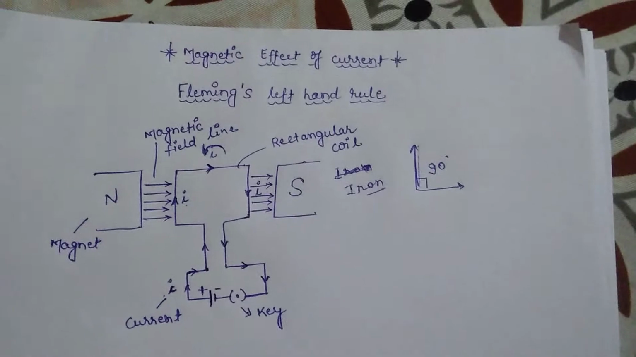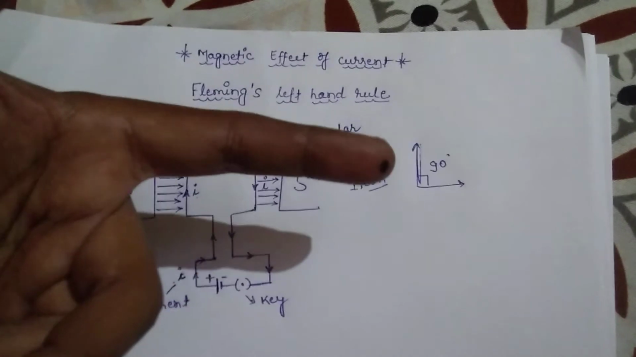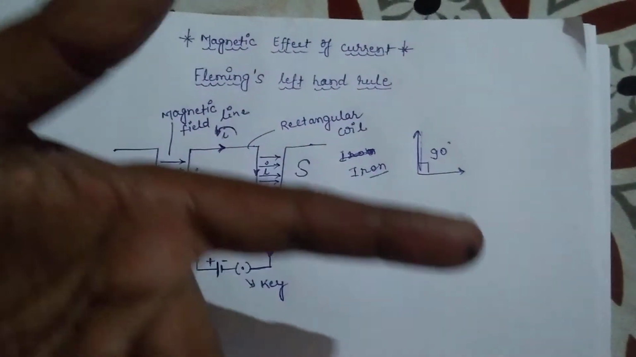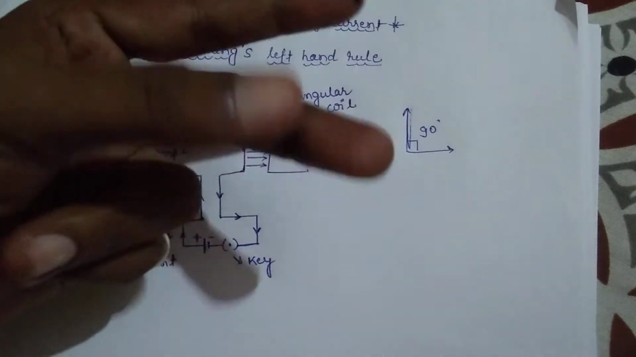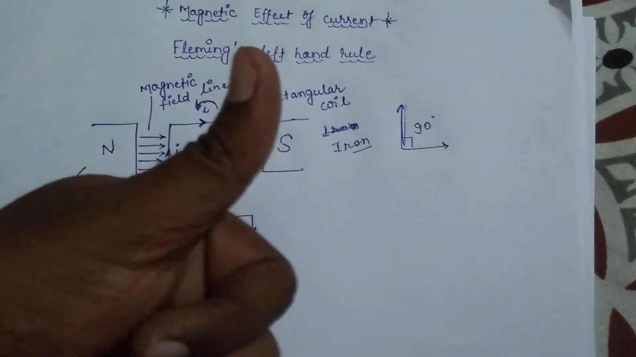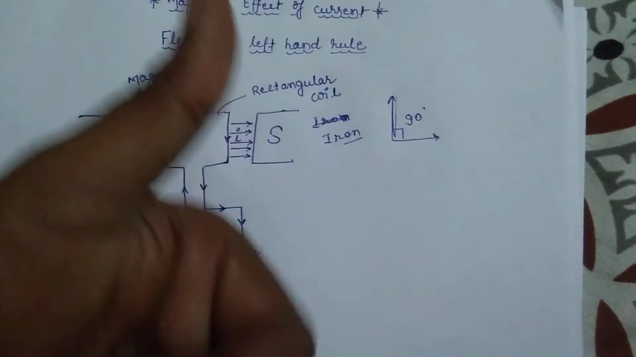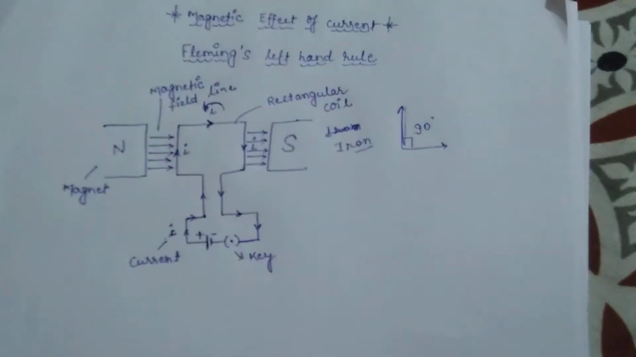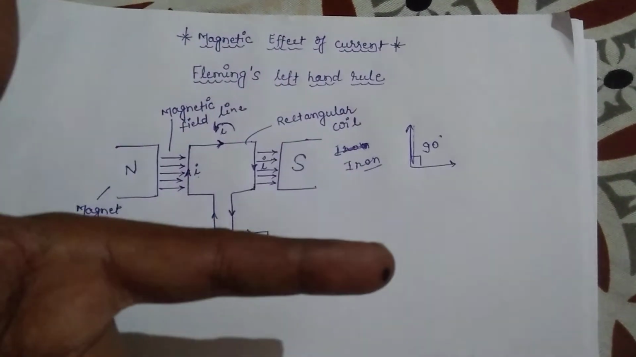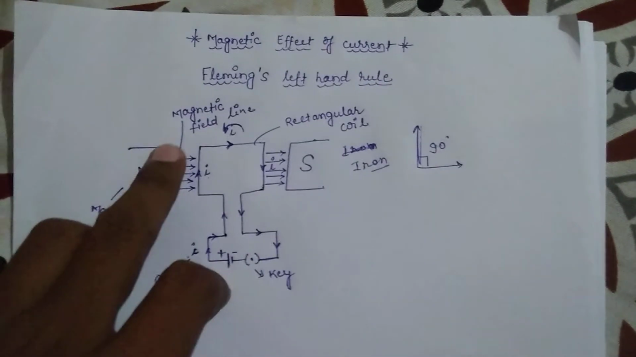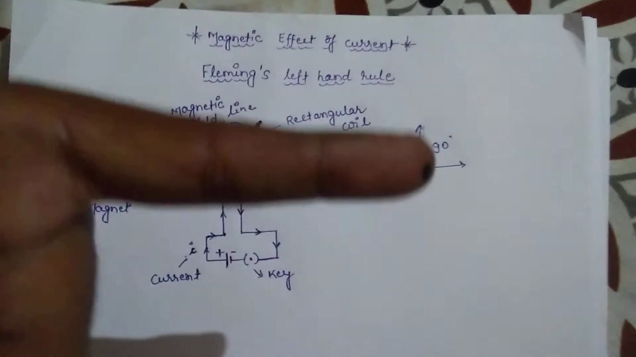Stretch your left hand. I'm going to show you which one is the forefinger, which one is the middle finger, and which one is the thumb. This is the forefinger, this is the middle finger, and this is the thumb. Stretch your forefinger in the direction of the magnetic field. This magnetic field line is going from north to south.